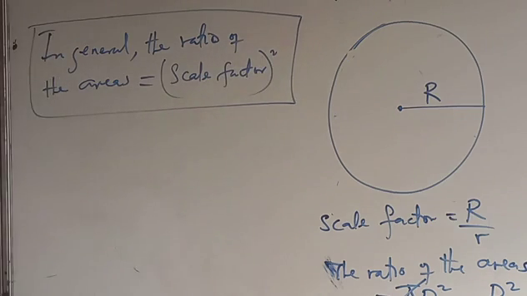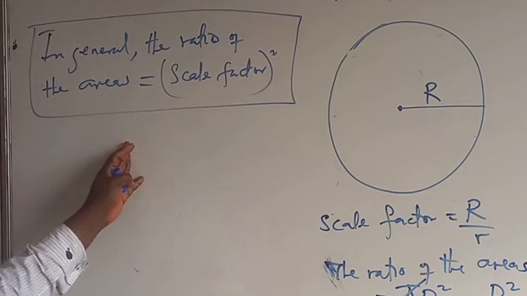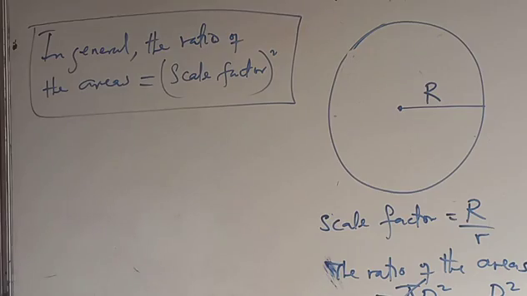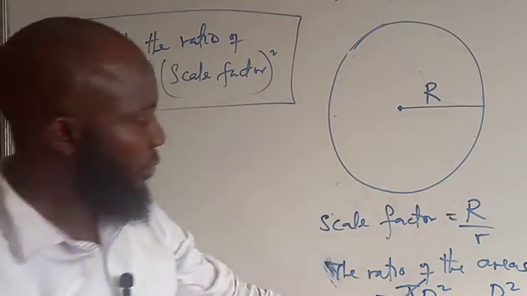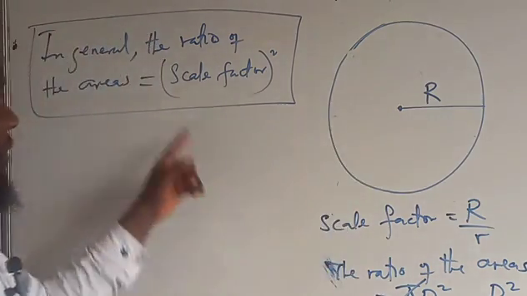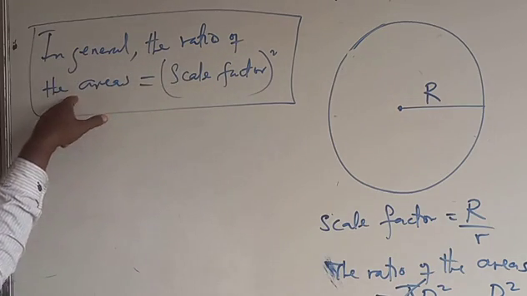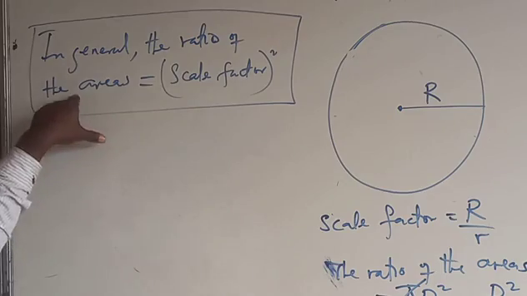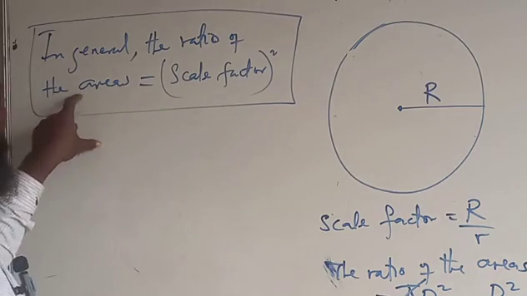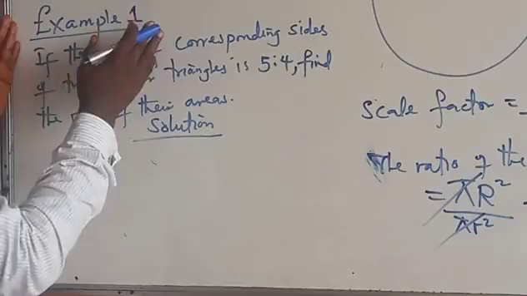So this is where I'm going. I just don't want to give you the formula to find the ratio of the areas. This is how we can use another example. We still get the same thing, that we're going to square the scale factor to get the area. So having said that, we now need to see how we can apply this. Example one.